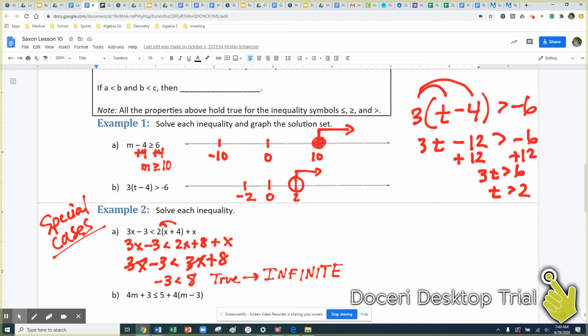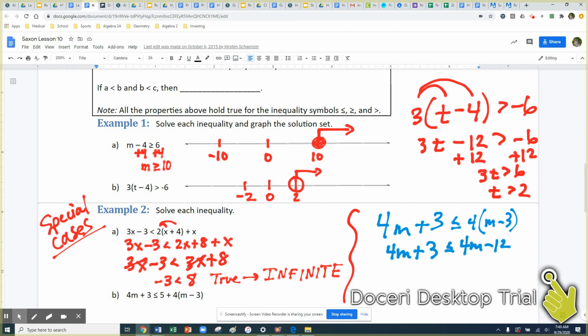And for my next problem, I'm just going to shift it over to the right, and we'll put it in a different color. You can continue to work below. That next one, so I don't have to erase my screen, I'm going to go 4m plus 3 is less than or equal to 4 times m minus 3. So we have a little distributive property again. I'm going to have 4m plus 3 is less than or equal to 4m minus 12.